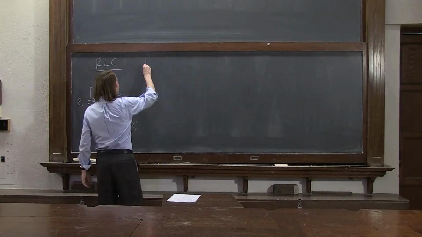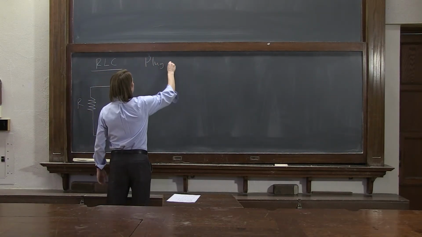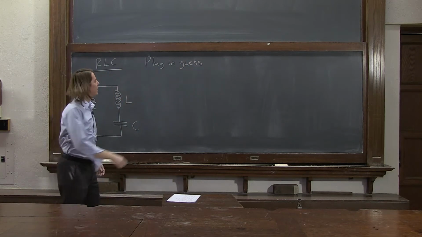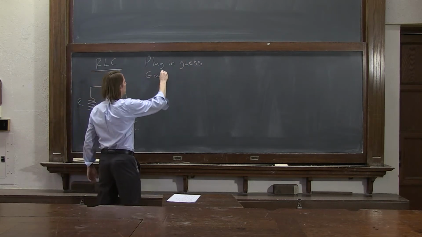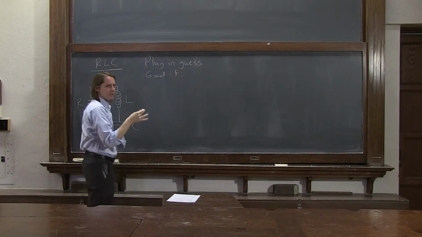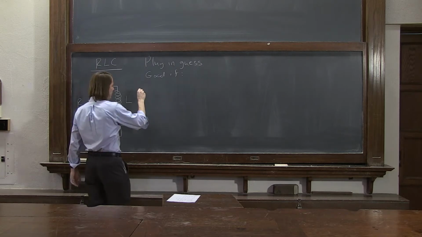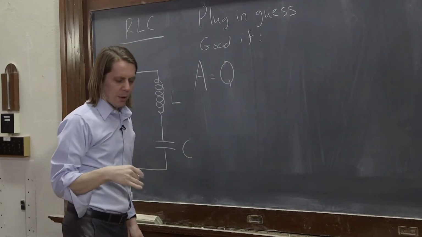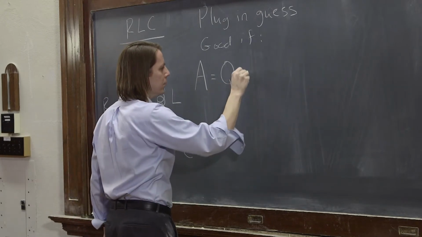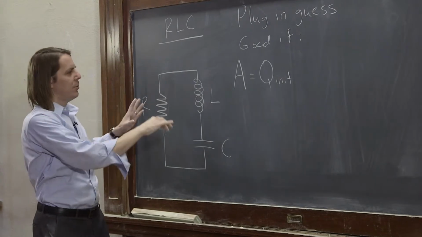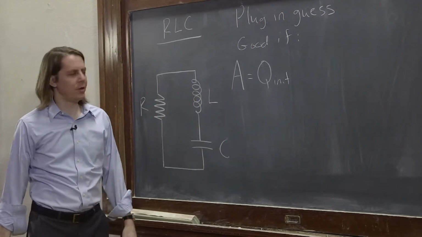So we're going to plug in the guess. And if we were to do that, we would find that it is good if these things are true. These are the equations that would fall out if you plugged the guess in. A would be equal to Q initial, the initial value of charge that we were to build up with some initial condition. A would be that value.